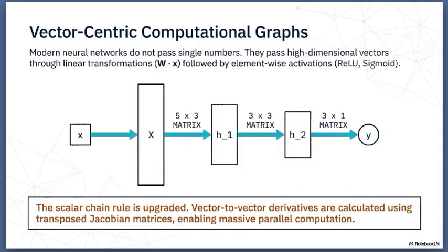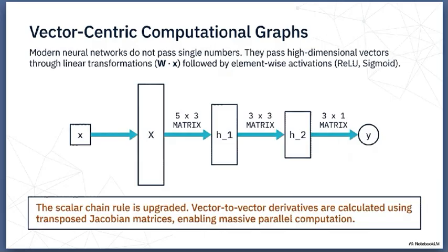Exactly. And this matrix approach to calculus is what enables massive parallel computation, right? It's how these networks can process millions of images in hours. Without the Jacobian matrices handling those multidimensional derivatives, modern deep learning would simply not exist. It handles the cascading logic at scale. So what does this all mean?